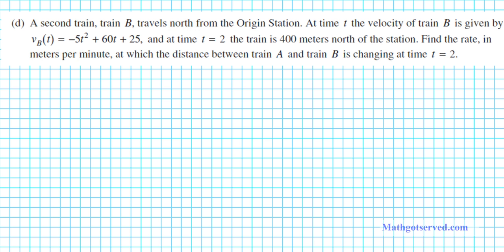Let's see if we can generate a formula that relates the distances between the two trains. Remember that the other train A is going east to west, and train B is going north to south.